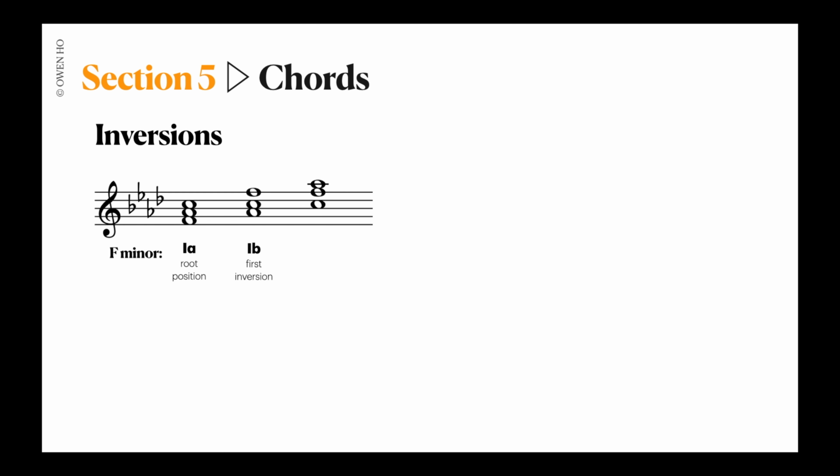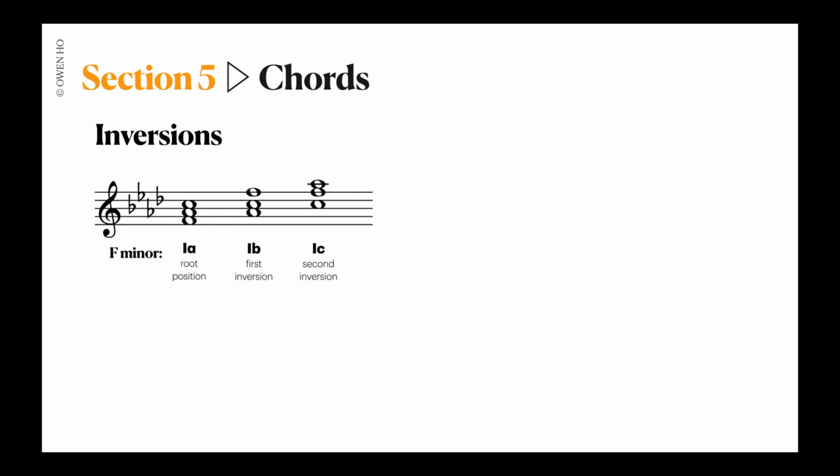Lastly, we have the same F minor 1 chord, but now with the C in the bass. That is the fifth note in the original root position chord. And in this case, it's called a second inversion, or the 1C. As we can see, the inversions of chords are always determined by the bass note.